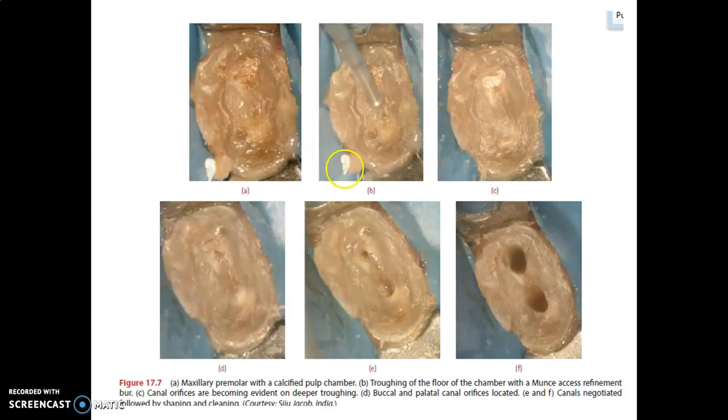Now this is a classical case from Siju Jacob. Okay, you can see it's a maxillary premolar with a calcified pulp chamber. What to do, aspirant? First of all, you can see the troughing has been done on the floor of the pulp chamber with the Mohs access refinement bar. Here the canal orifices have become evident on deep troughing, and you can see the buccal and palatal orifices are located, and here you can negotiate the canal, after proper cleaning and shaping.